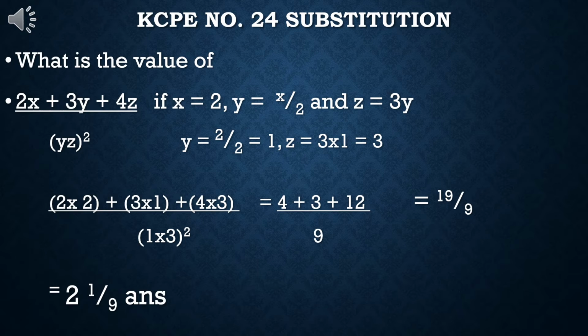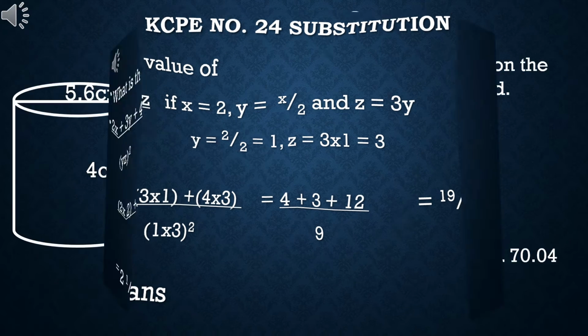Then to solve the problem, we say 2x means 2 times 2, plus 3y means 3 times 1, plus 4z means 4 times 3. Then in the denominator we first work out what is in the bracket, yz, which is y times z, 1 times 3. Then after we get the answer, we square it. So on the numerator we have 4 plus 3 plus 12, which is 19. On the denominator we have 9, which, when changed to an improper fraction, becomes 2 and 1 ninth.